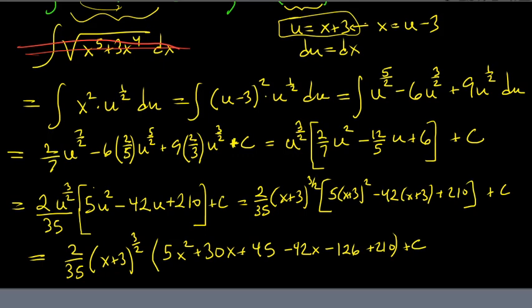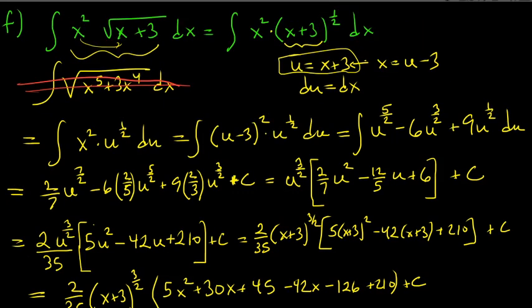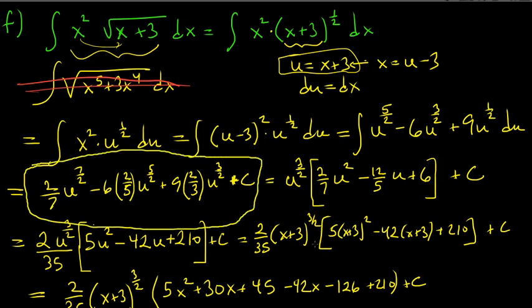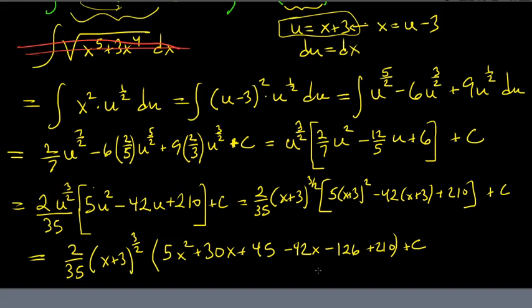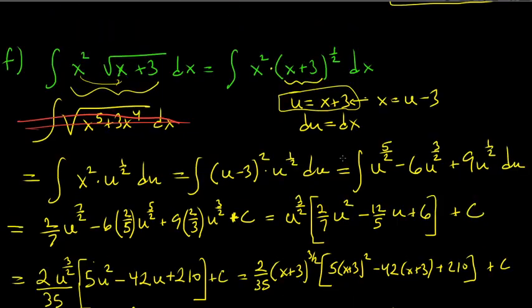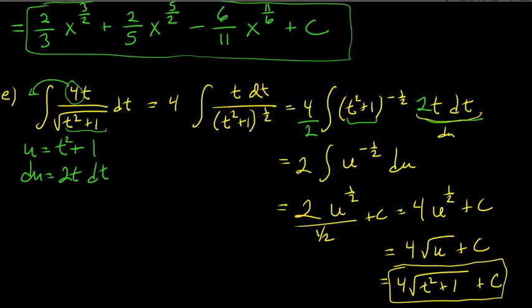Let's see what I had for the answer, if it's anything like that. So I kind of left it in this form up here, just replacing u with the x plus 3. So feel free to do that, but I kind of prefer to factor out the x plus 3 to the 3 halves. All right, enough of f. That was a tough one. Let's try an easier one.